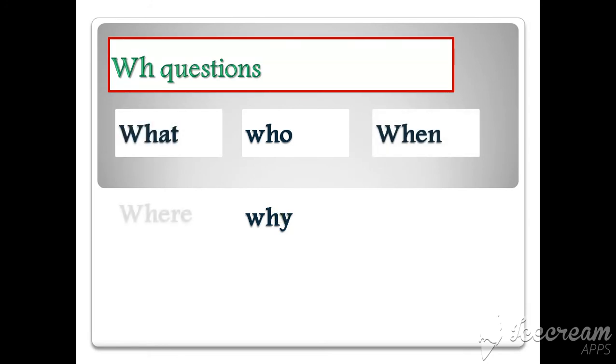WH questions have many question words, such as why, who, when, what, where, which. Did we miss anything? Yes, we missed how. How is a different word. Why is it different? Because all of these words, as you can see, start with WH, except how.